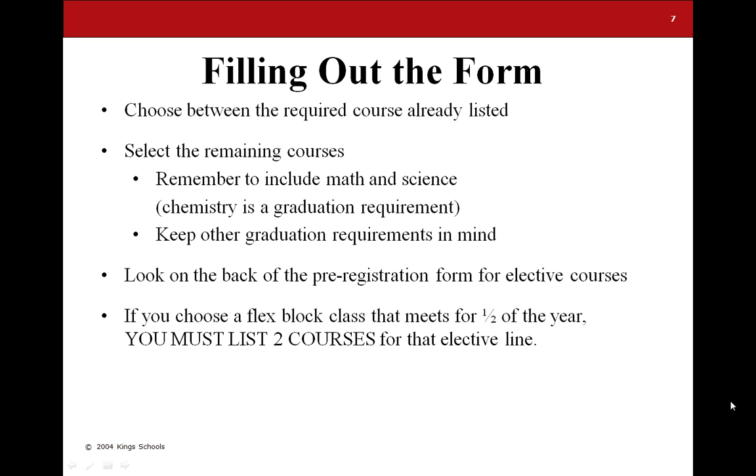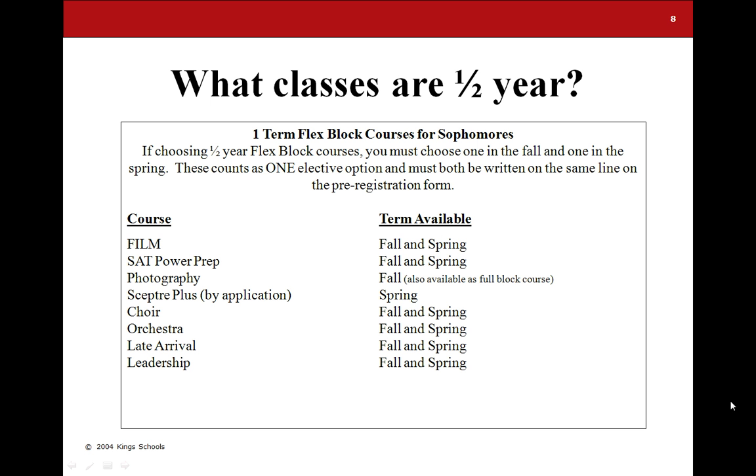The most confusing portion of the pre-registration form is classes that are during flex and only run half of the year. Now, you may not have any of these. Your flex block class may run all year long. If you choose courses listed in the box on the back of this form, you'll need to make sure you have a fall class and a spring class listed on the same line. Here is a sample of the box on the back of your pre-registration form with courses that run half a year each.